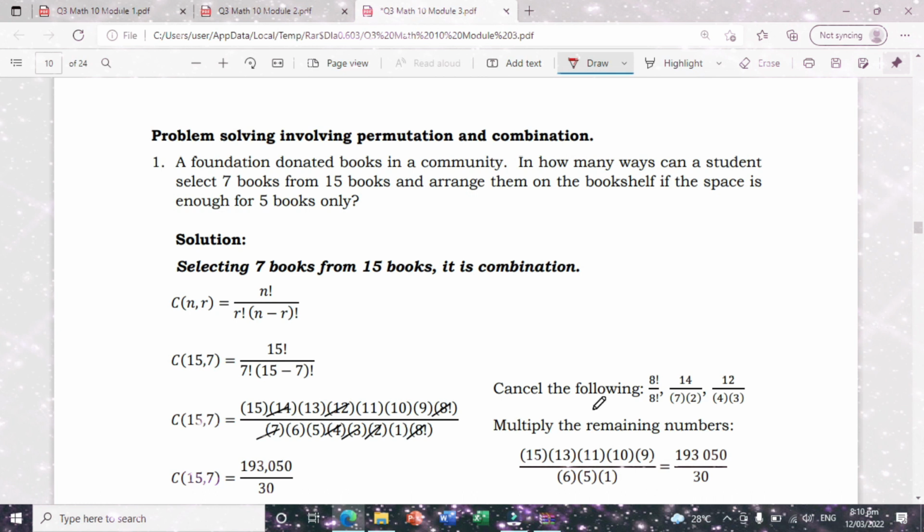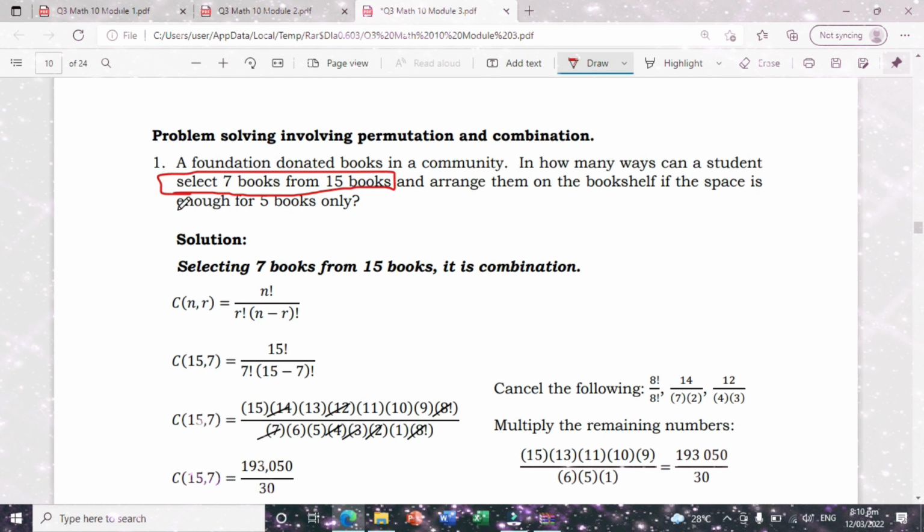So, may dalawa tayong events dito. Una, we're going to select 7 books. Yan yung pinakaunang event. Tapos, pag nakaselect ka na ng 7 books mula sa 15 books, ang next na gagawin daw is to arrange sa bookshelf. That would be the second event. Pero yung space sa bookshelf, enough lang for 5 books.